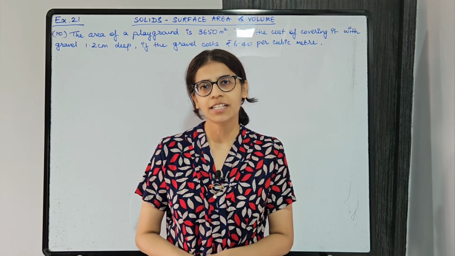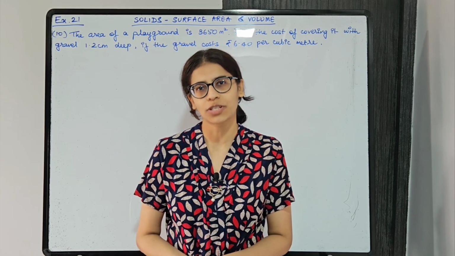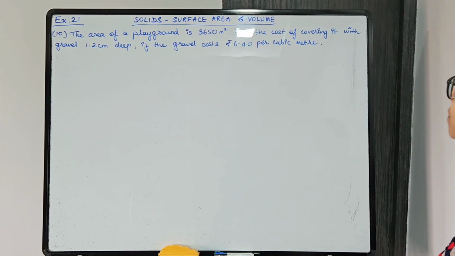In this video, we'll continue solving exercise 21 from chapter Solids. So starting with question number 10. The area of a playground is 3650 square meter. Find the cost of covering it with gravel 1.2 centimeter deep if the gravel costs rupees 6.40 per cubic meter.